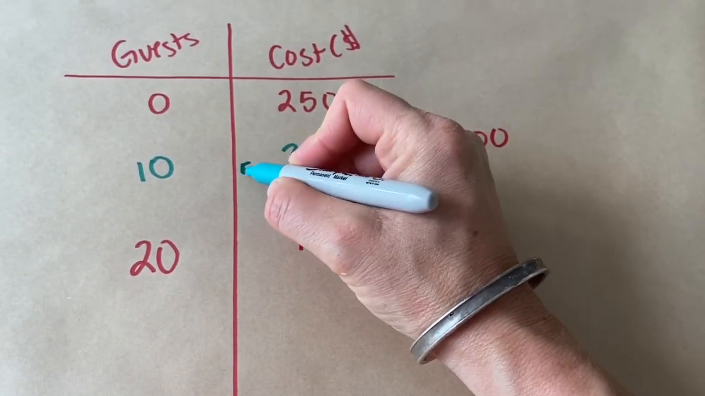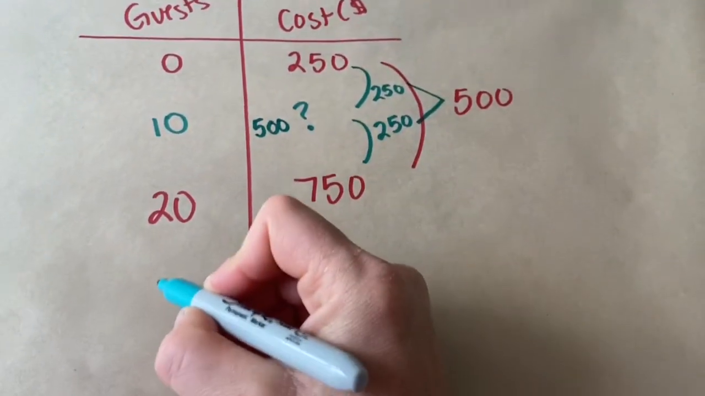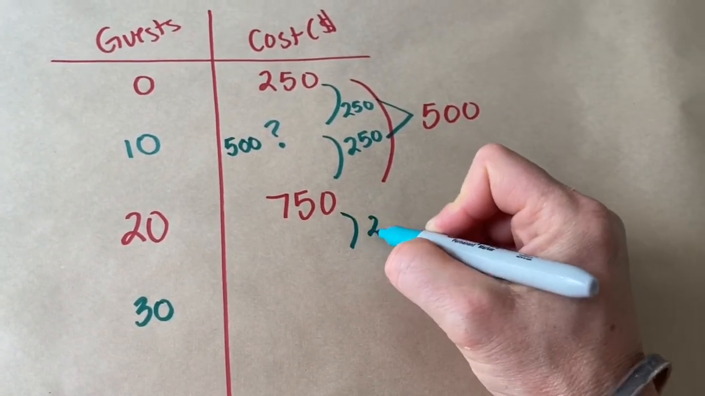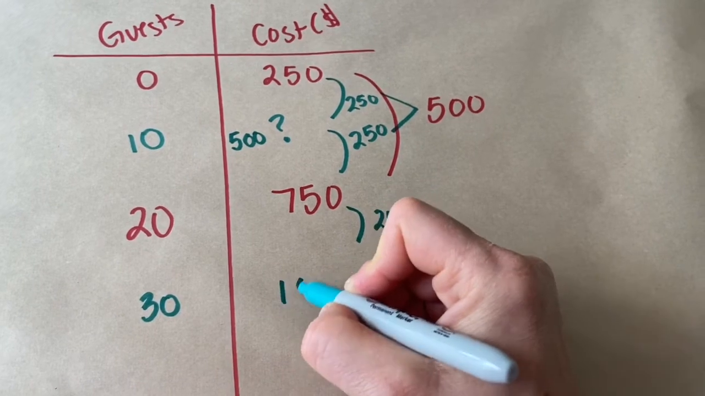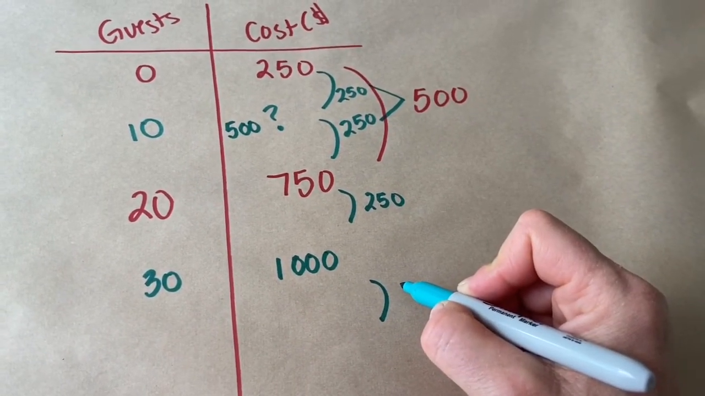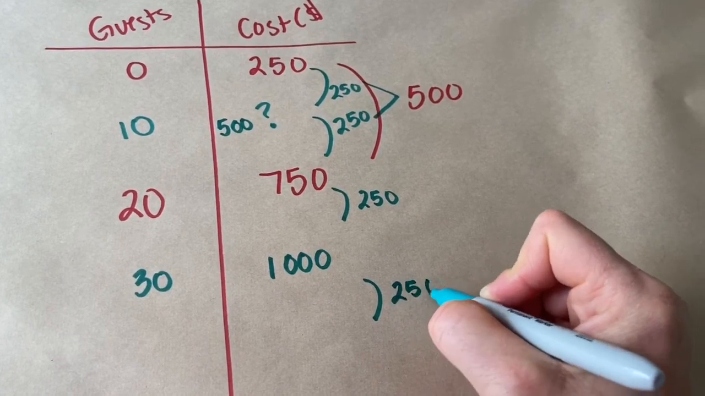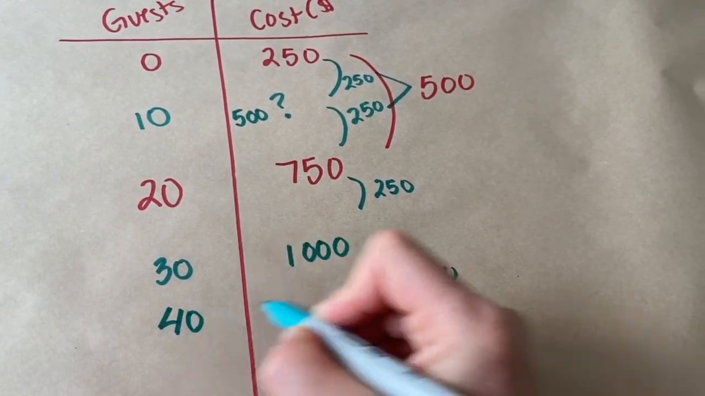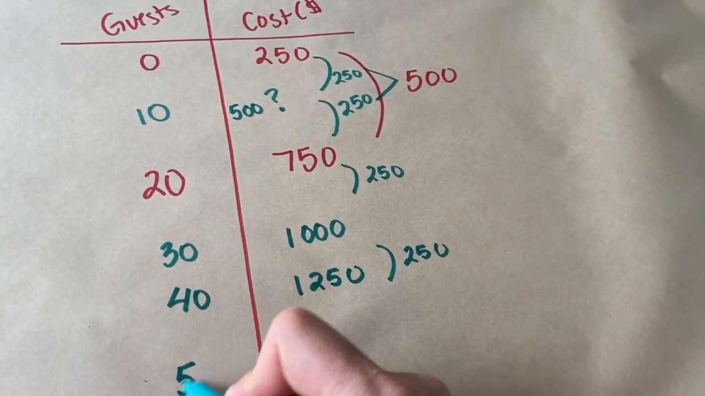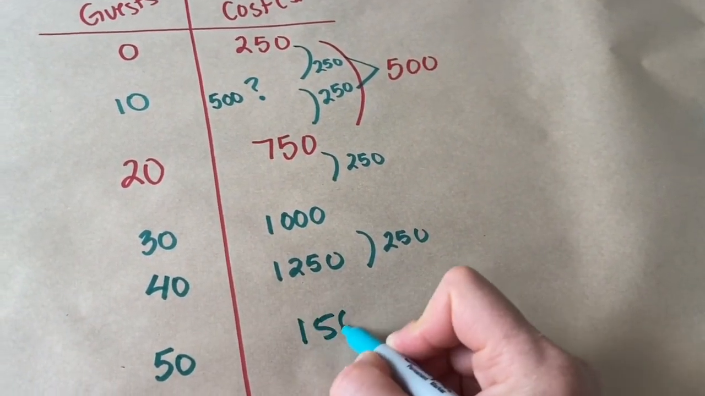So what we can do now is we can continue our table of values. So 250 plus 250 is 500. 500 plus 250 is 750. 750 plus 250 is 1,000. 1,000 plus 250 would be 1,250. And we could continue our table, continuing to jump by 250.